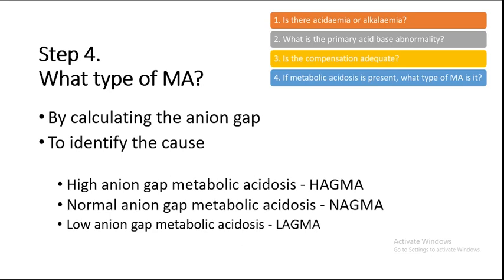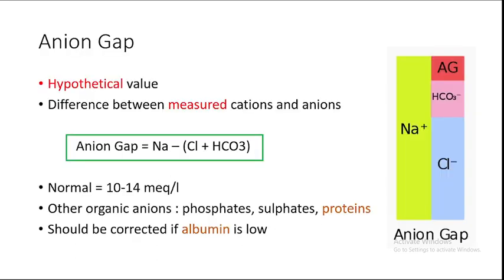Next step is to see what type of metabolic acidosis the patient has. So our patient has metabolic acidosis. So you go and calculate the anion gap. Why you calculate the anion gap is to identify the cause. According to the anion gap, the acidosis can be divided into three: high anion gap, normal anion gap or low anion gap metabolic acidosis. Right? So what is this anion gap?